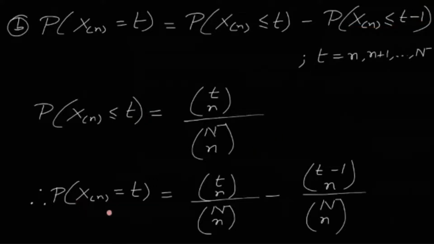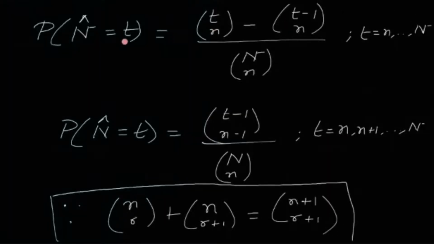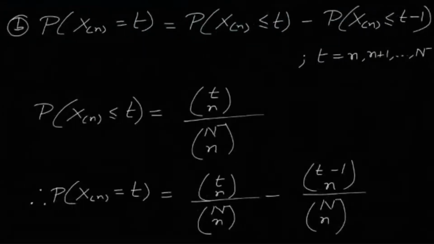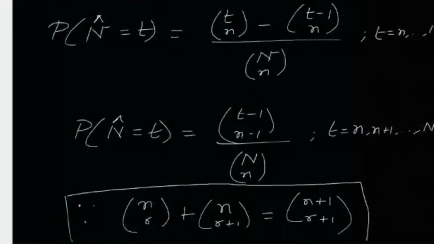So ultimately probability x order n is equal to t is t choose n by N choose n minus t minus 1 choose n by N choose n. That means probability n hat is equal to t is t choose n minus t minus 1 choose n by N choose n, where t has to run from small n, right? Because the minimum value x order n can have is actually n, because the sample is without replacement. So in any sample, the maximum value can be up to capital N, but the minimum value of the maximum has to be n, because the size is n. So t actually runs from small n, not from 1.